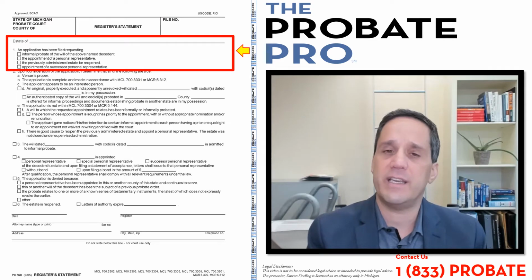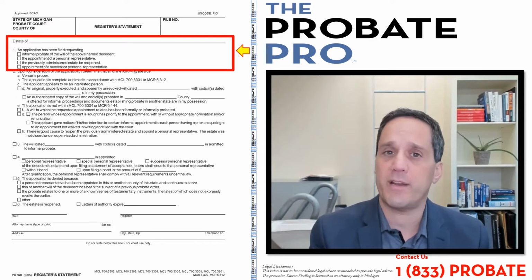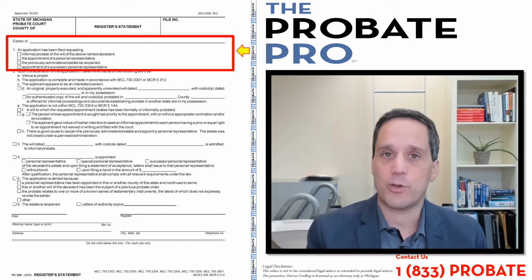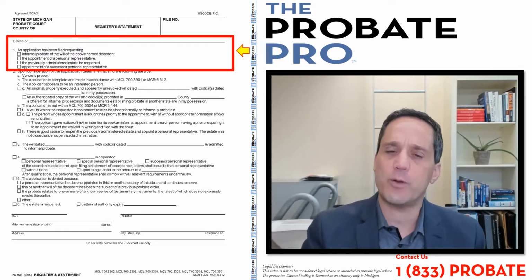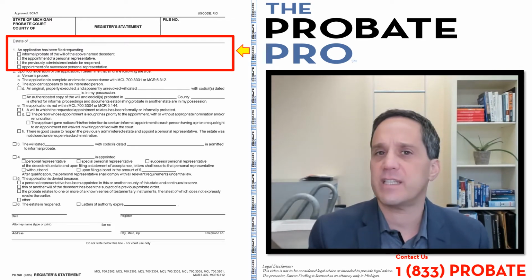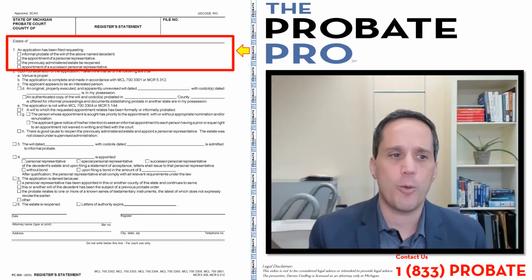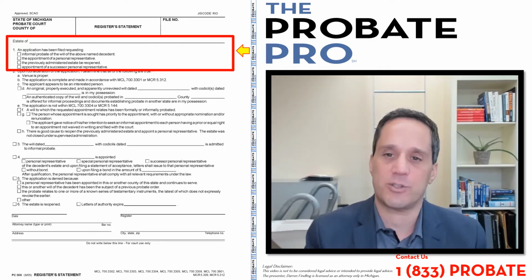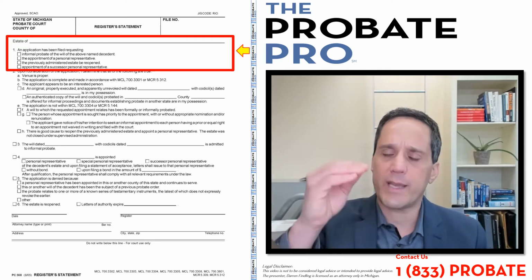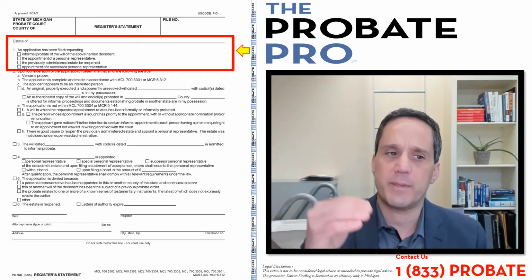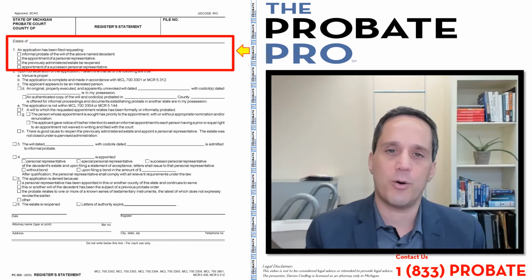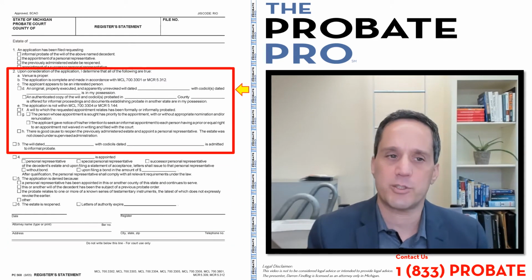And you are either asking for informal probate of the will, that's checkbox 1, and it could be and/or the appointment of a personal representative. And if the estate is being reopened, then that the previously administered estate be reopened, and/or the appointment of a successor, meaning a new personal representative. So again, a few check boxes to choose from here. But again, important to note, this register statement only occurs in informal probate administration.